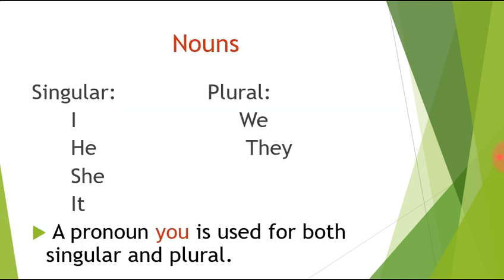Now let's talk about when we can use singular pronouns and when we can use plural pronouns. Now I, he, she and it are the singular pronouns, and we and they are plural. So he is used for male and she is used for female, and it is used for any singular noun that can be an animal's name or any object. And we and they are used when there are more than one person or object.